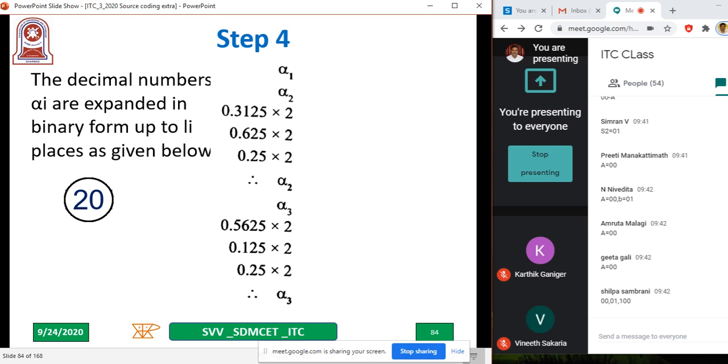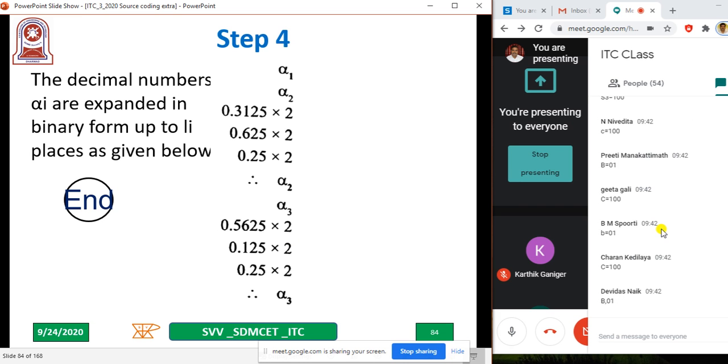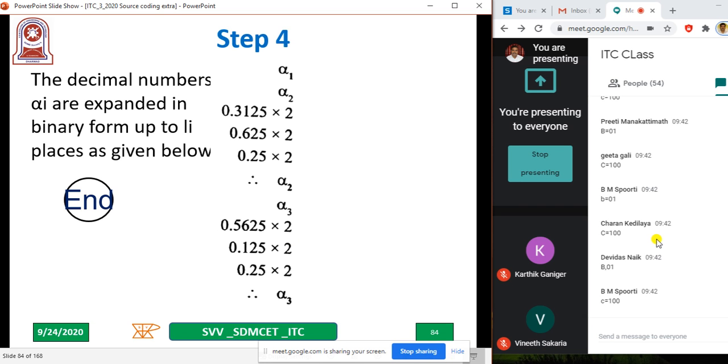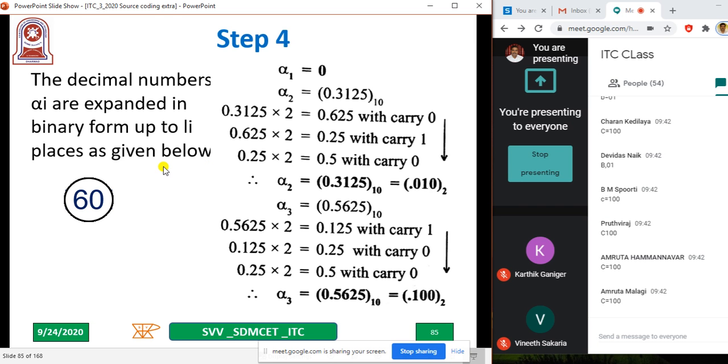Shilpa has done the third one: 1, 0, 0. She is typing. Amrita, B equal to 0, 1. And A equal to 0, 0, Charan. Ritika, B equal to 0, 1. Geeta, Amrita, Charan, all are B equal to 0, 1. C equal to 1, 0, 0. Charan, C equal to 1, 0, 0, not 100. Spurti, C equal to 1, 0, 0. I'll show you the answers next. 0, 1, 0, correct.